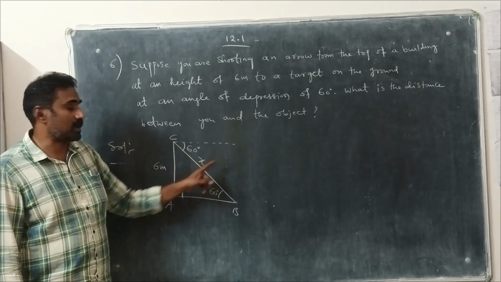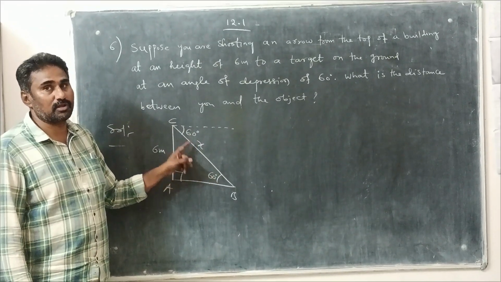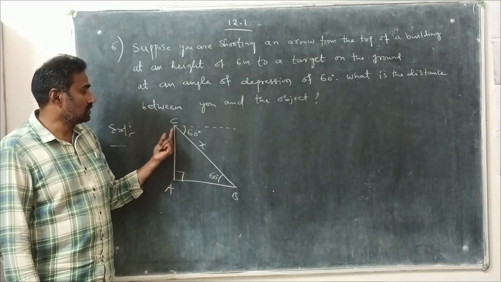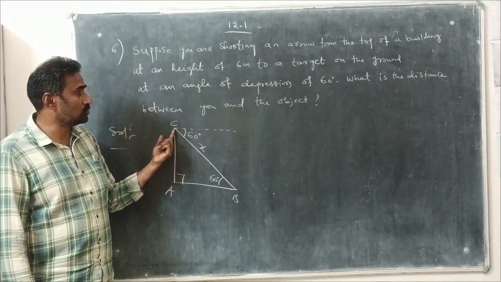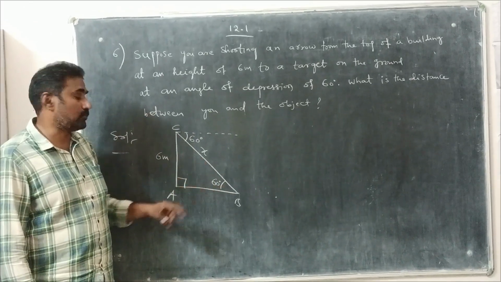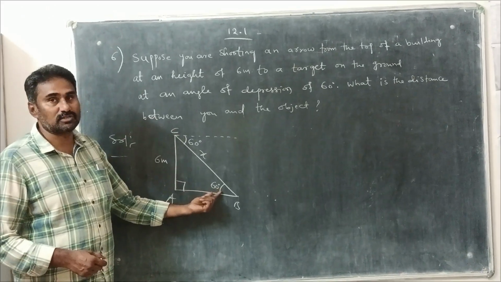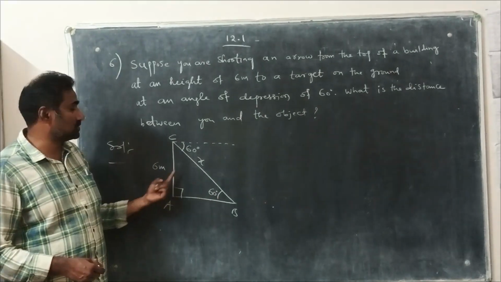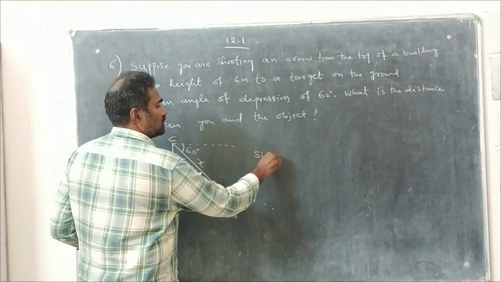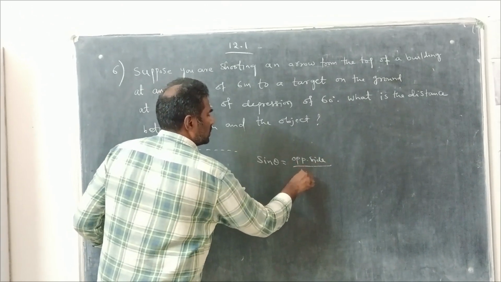So you know that this parallel line and this parallel line, these are alternate interior angles. So this 60 degrees you have to mark. You remember the distance between you and the object, so you have to take this one, the hypotenuse. So first you write, for this you check the relation. With this 60 degrees angle, this will become the opposite side, this will become the hypotenuse. Now you write it, sin theta ratio is equal to opposite side by hypotenuse.